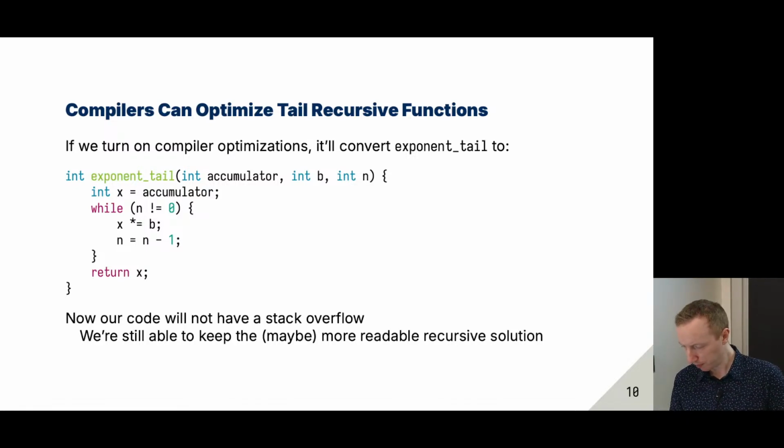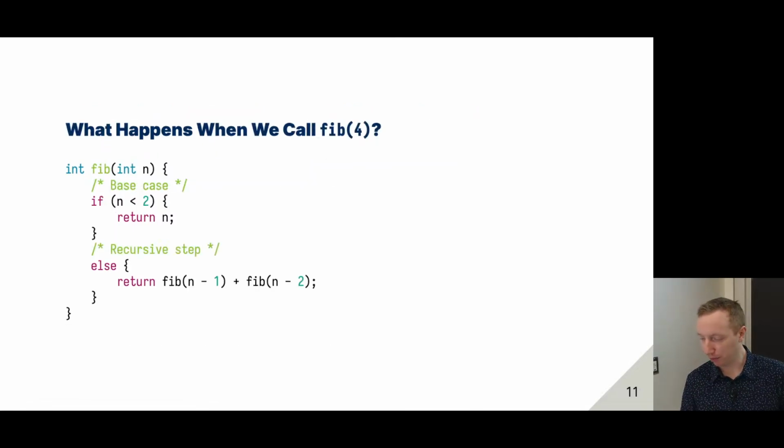So let's rewind a bit and see what happens when we call fib of 4. This one is a bit different than the exponent, where in our recursive step, we return fib of n minus 1 plus fib of n minus 2.